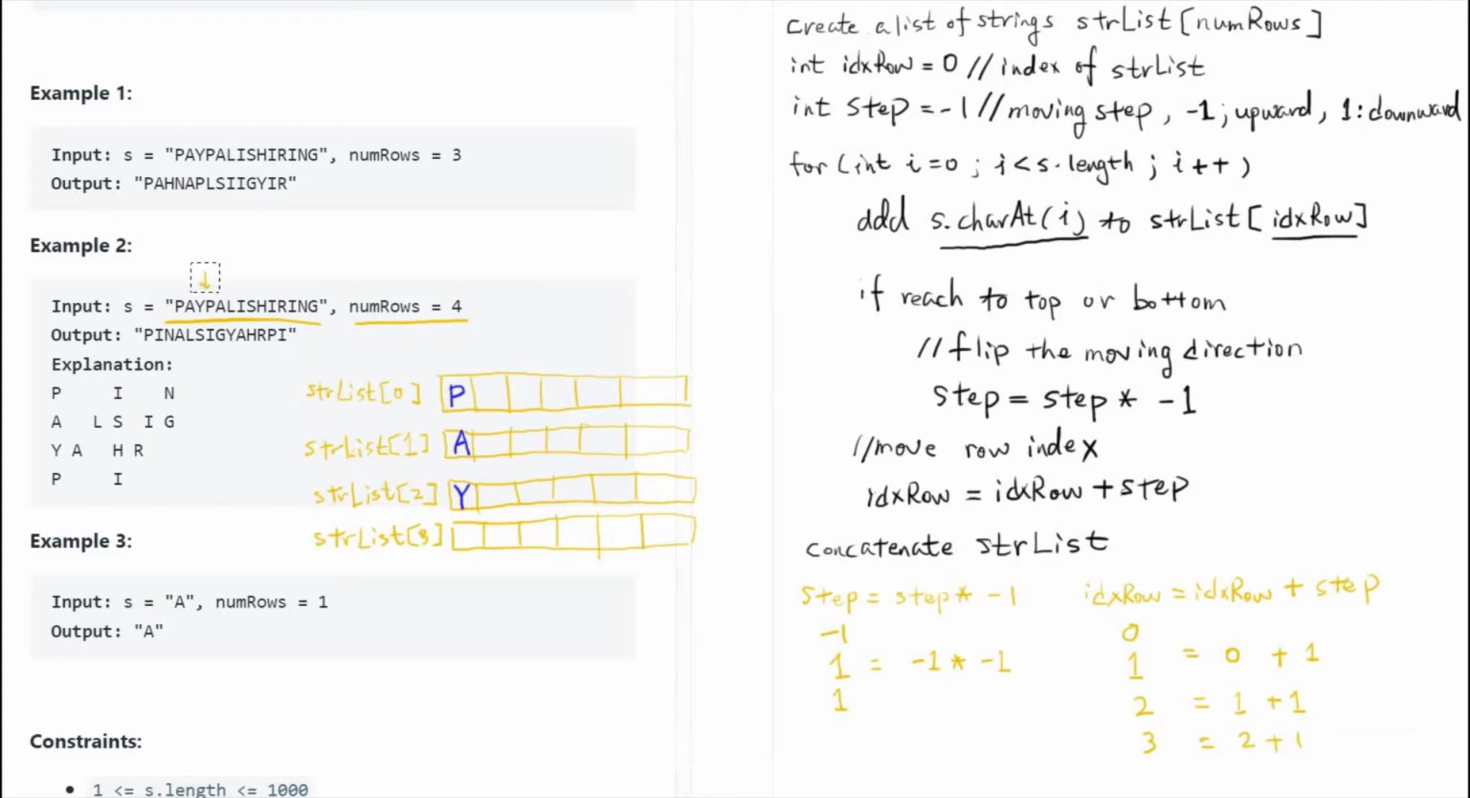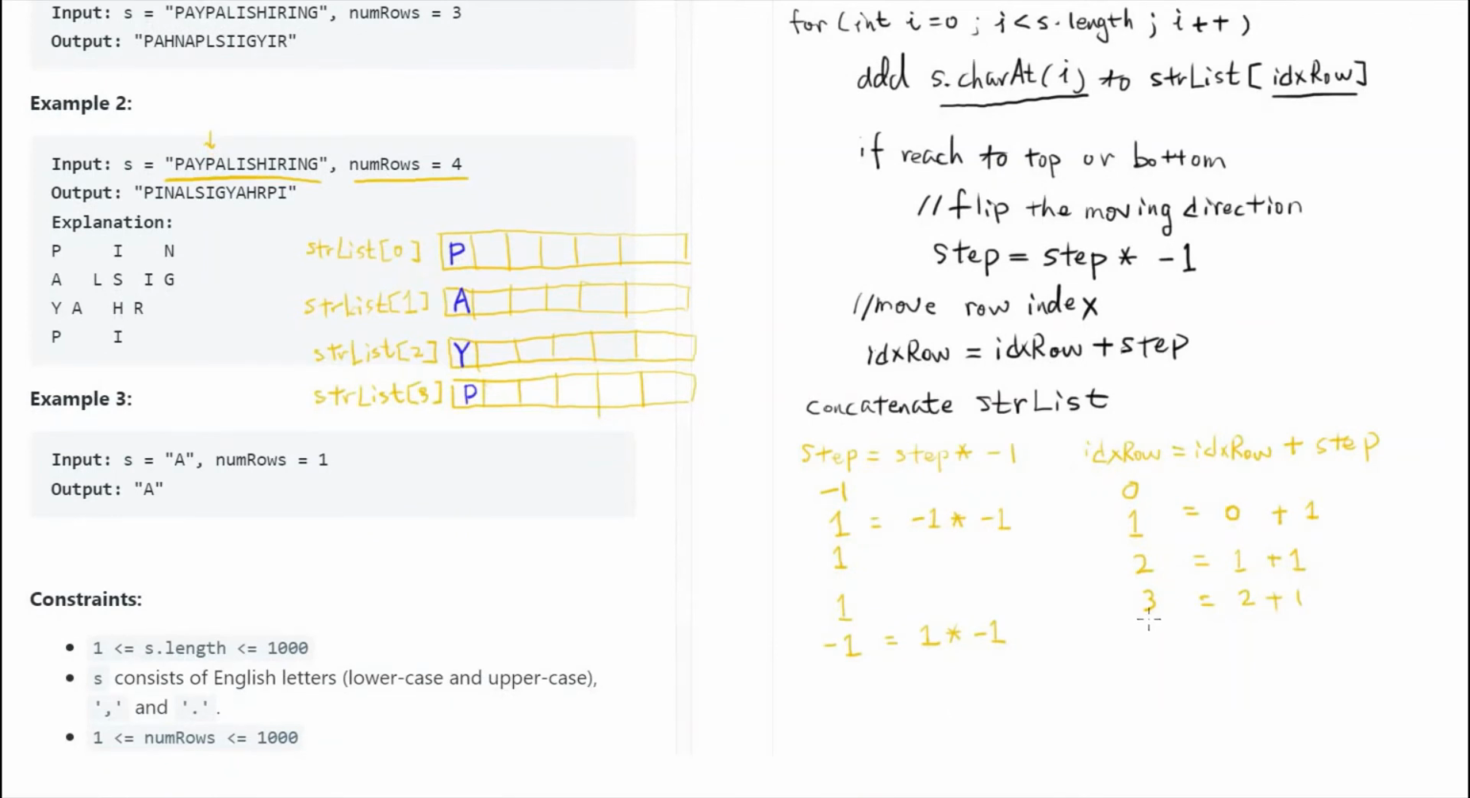Next, we move to character P. We add the P to string list 3. Now we check if it reaches the top or bottom. The string list 3 is at the bottom, so we need to flip the moving direction. Here's 1. 1 times -1 gives you -1. Then we calculate the row index. Three plus -1, it gives you 2.